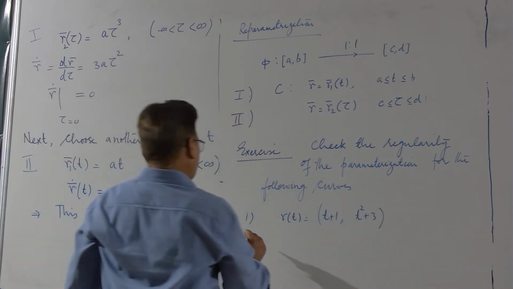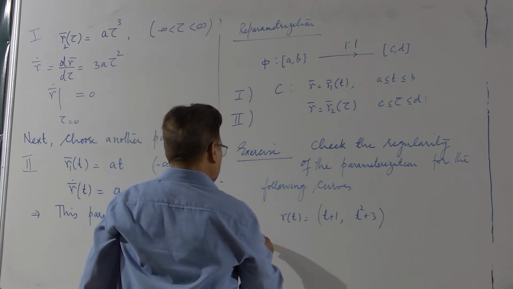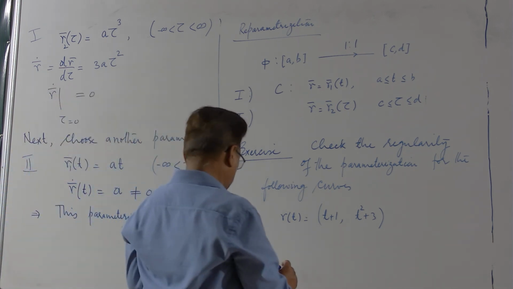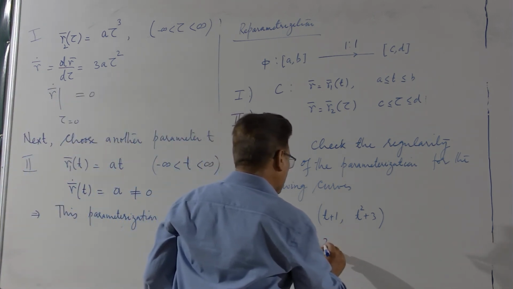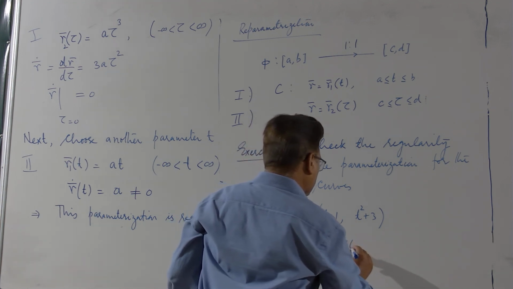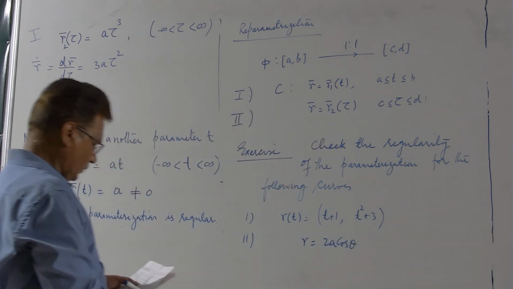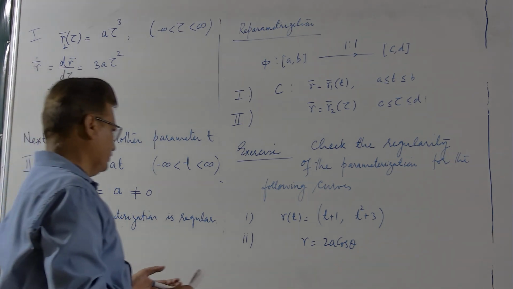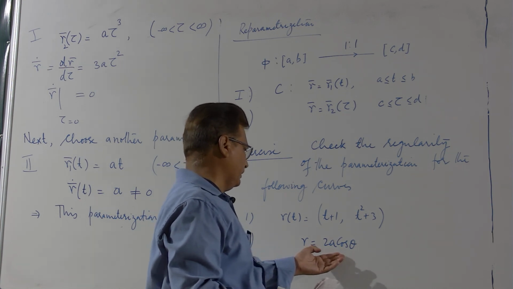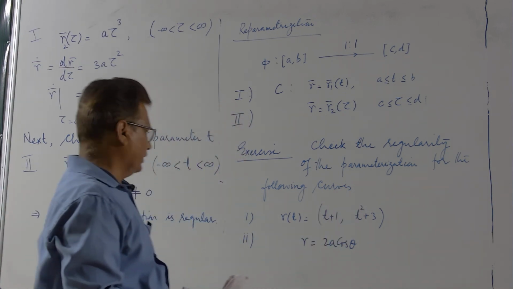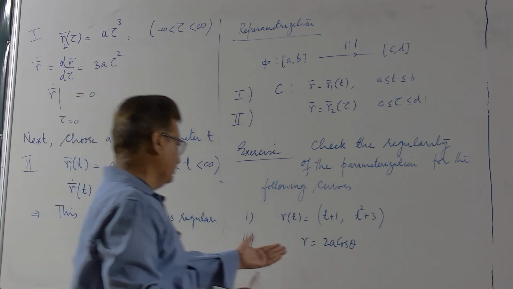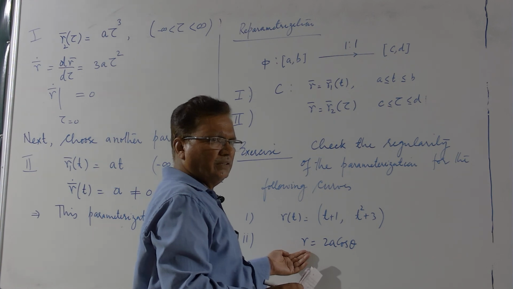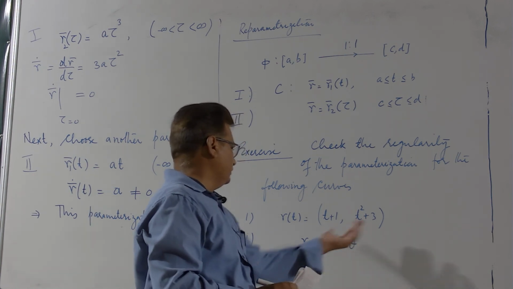Number 2, this is curve number 1 and the second one is r equal to 2a cos theta. This is given in polar coordinates. So, in order to see the regularity of the parametrization, you convert it into Cartesian form. You can write down the x coordinate as well as the y coordinate. x is r cosine theta, y is r sin theta. So, you can convert it easily.